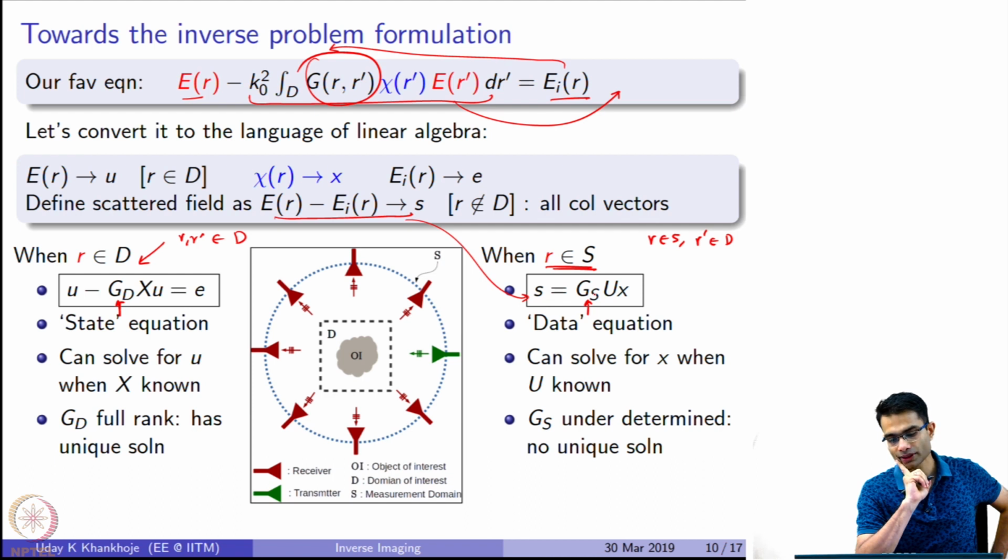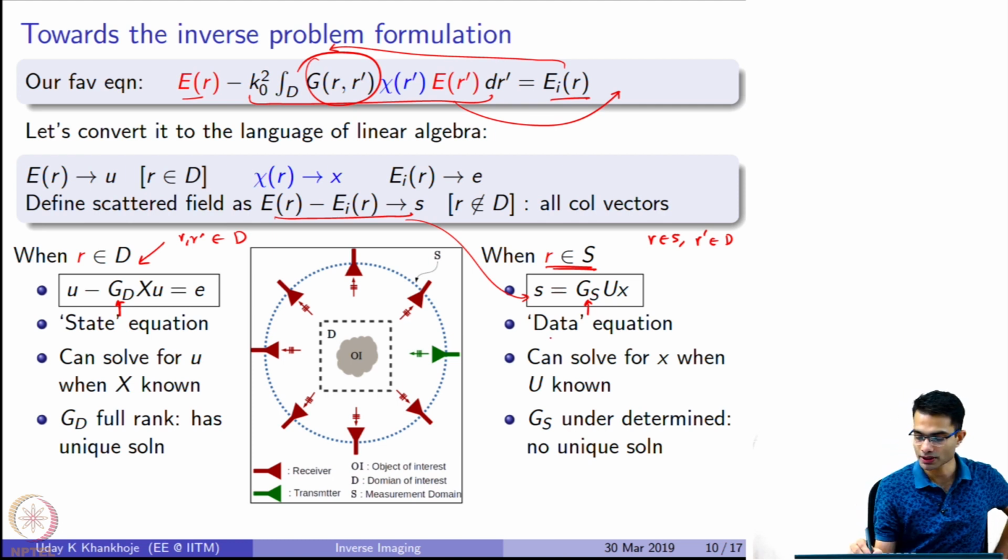And in all of these, my chi has been replaced by the vector x, so it appears over there, and the electric field is the unknown u. So this is called the data equation because it gives me a prediction of what my scattered field data should be, because that is what I measure. I only measure the scattered field. I measure S. S is given to me.